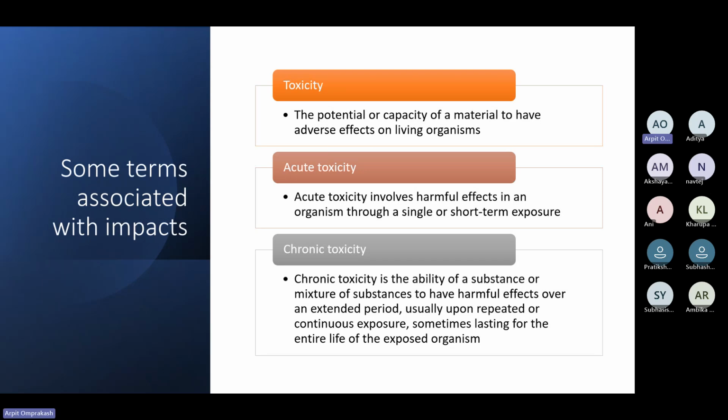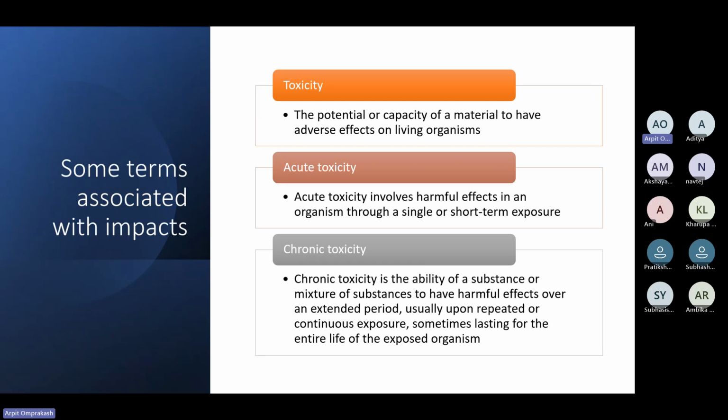So toxicity is basically the potential of a material to have adverse effect on a living organism. So how does something negatively or badly affect an organism? Acute toxicity is when it is due to short-term exposure or single exposure. So for example, if you, let's say, drink cyanide, then you'll of course die. So that's acute toxicity because a single dose or short-term exposure can lead to death.